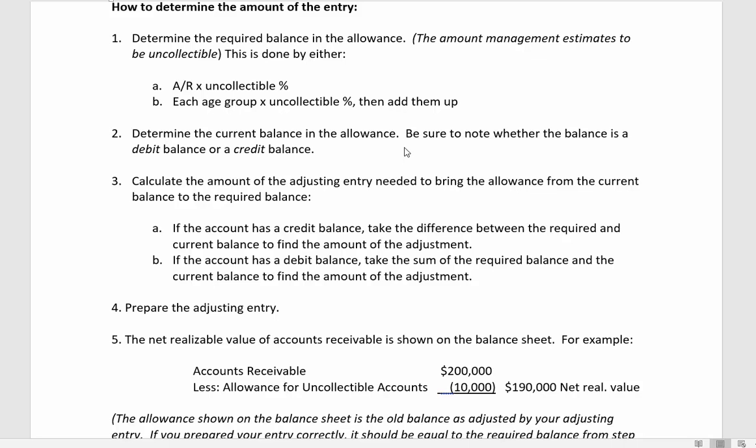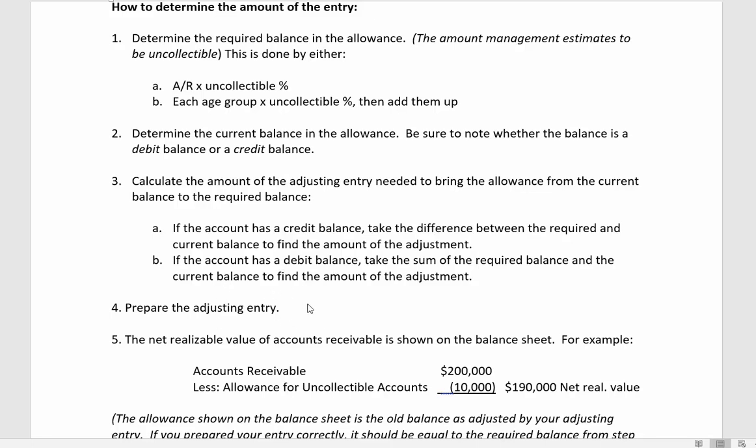So in order to find the balance, remember what we do. We take your accounts receivable, multiply it by the percentage that we believe is going to be uncollectible. We compare that to what's currently in the allowance, and that gives us the amount of our adjusting entry. Remember we said if you have a credit balance, you're going to subtract. If you have a debit balance, you're going to add, and we're going to see why in a minute.